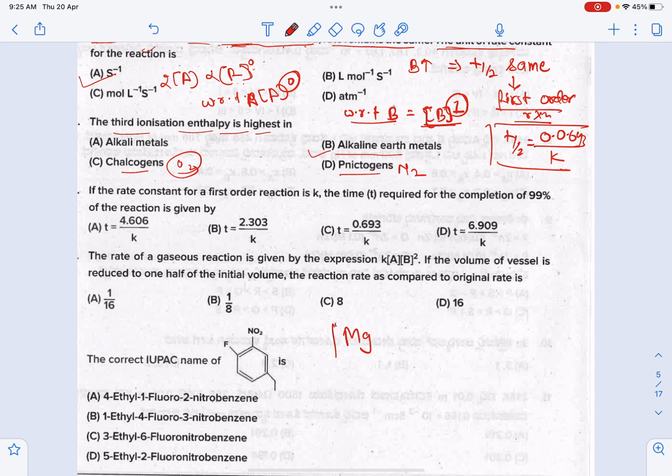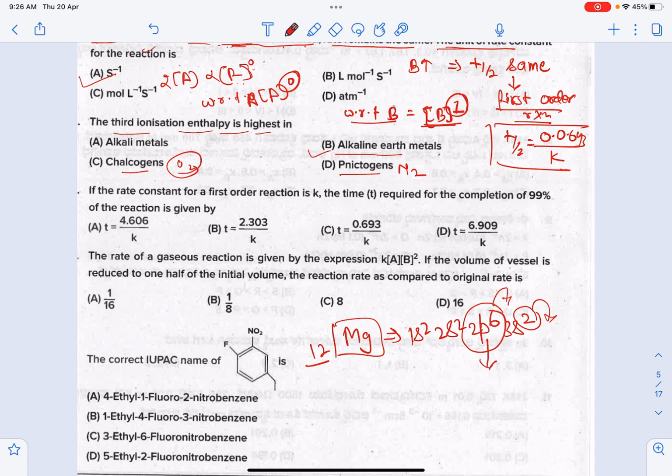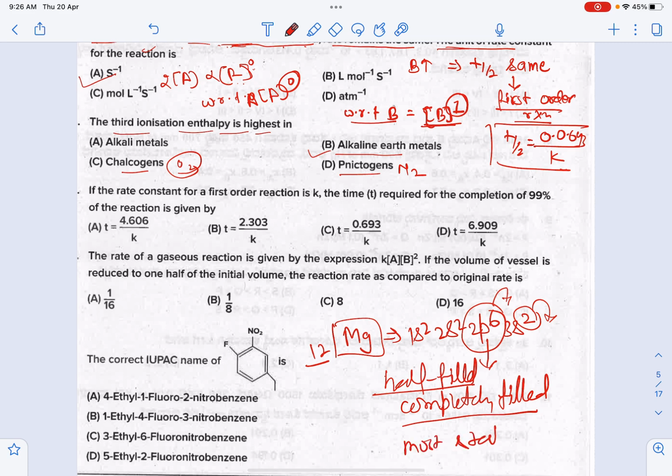Suppose this is magnesium, an element of the alkaline earth metals. It has atomic number 12 and an electronic configuration like this: 1s2 2s2 2p6 and 3s2. Now when two electrons are removed, the third electron would have to be removed from a completely filled orbital. You know that half-filled and completely filled orbitals have the most stable configuration, and they have the highest ionization energy.